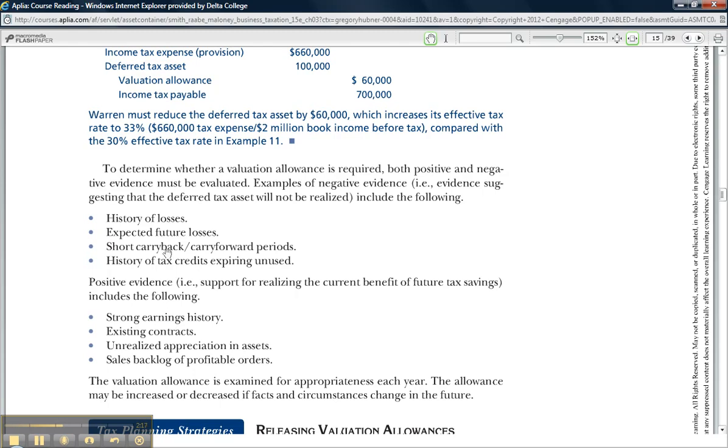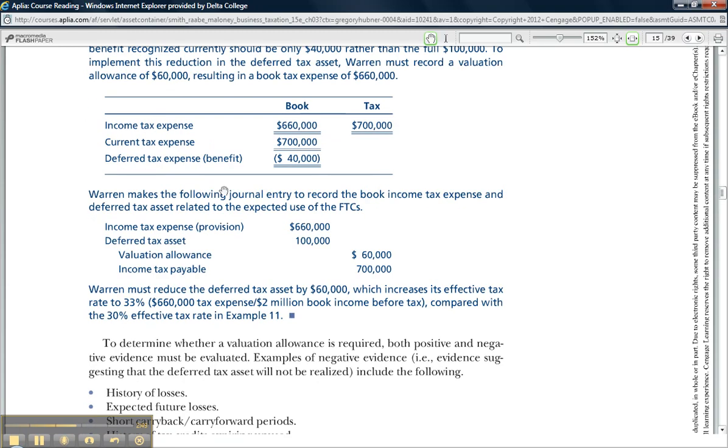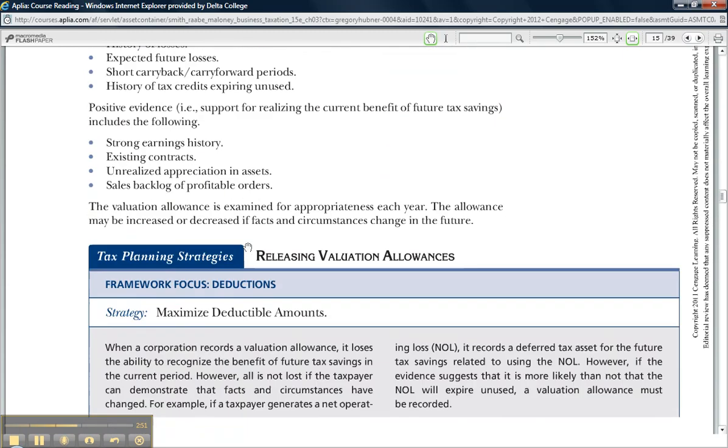However, the inverse is also true. If a company has a history of losses or expects future losses, then they're not expecting to owe tax anyway. So if you have a deferred tax asset representing an item that's going to cause extra deductions in a year when you already have losses, then you're not likely to see a benefit from that deferred tax asset. So in these situations, a company has to record a valuation allowance to offset, at least partially, that deferred tax asset. And this example goes through that.